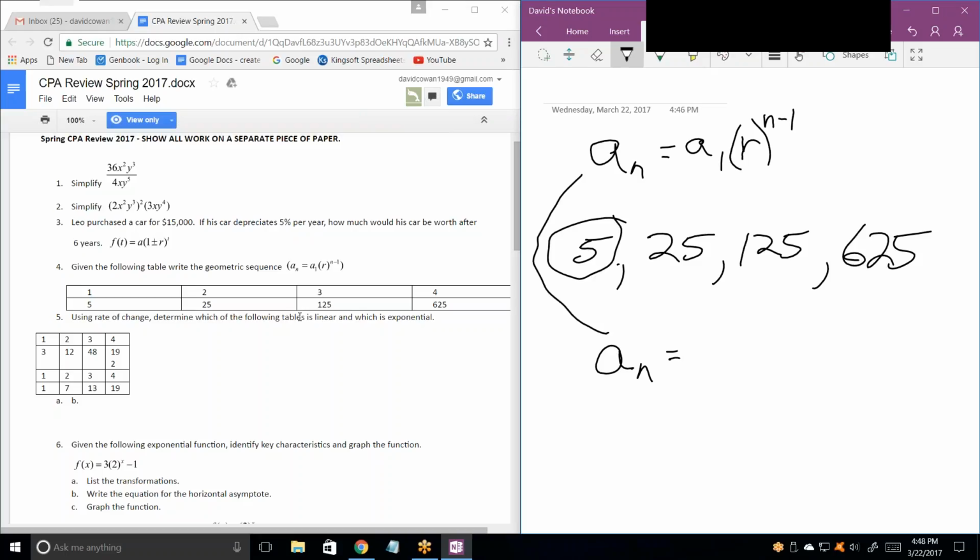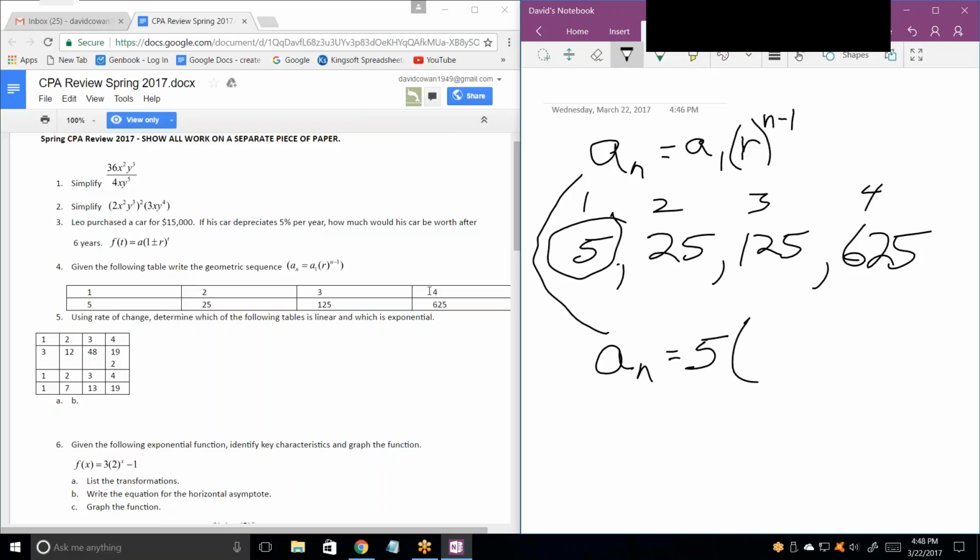First term is right there, 5. That's the first term, that's the second term, that's the third term, that's the fourth term. That's what their table means. The 1, 2, 3, 4 across the top means that's the nth term: first term, second term, third term, fourth term. So a sub 1 means the first term. In this case, it's 5.